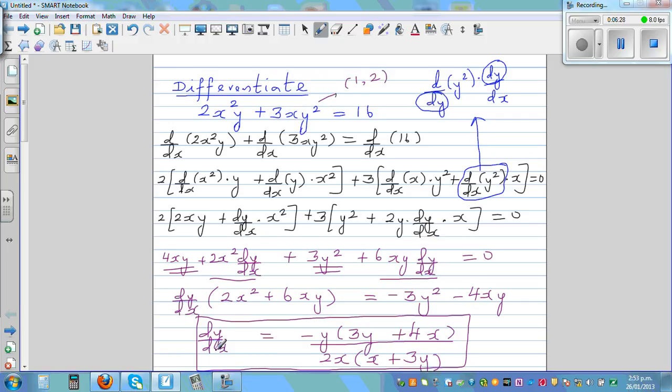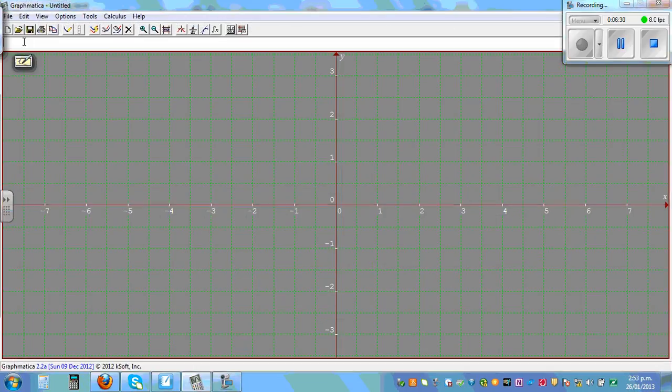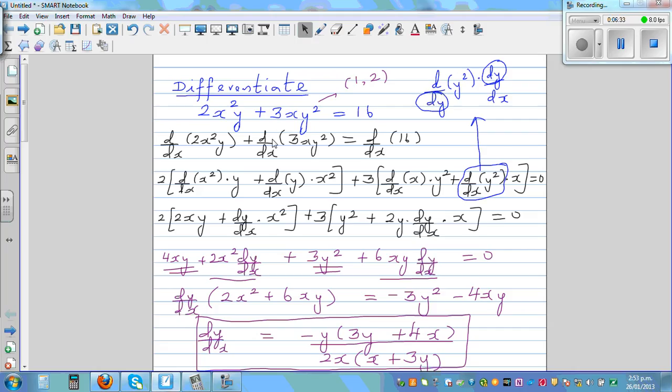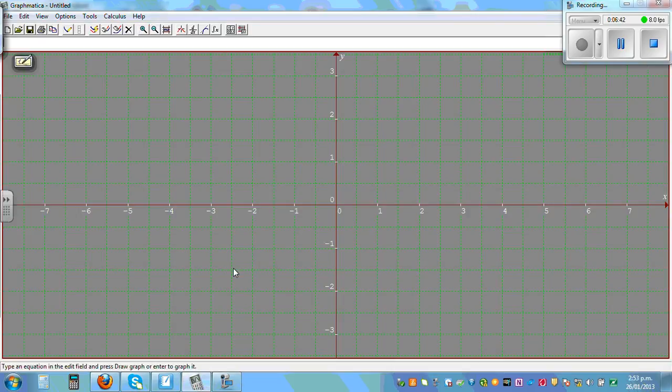So I've used a program called Graphmatica to show you. You can graph this equation not with a simple graphic calculator; you need a more complex program called Graphmatica. You can download this freely from the internet. So you type in 2x squared plus 3xy squared is equal to 16. I've made a mistake here, so let me delete this.